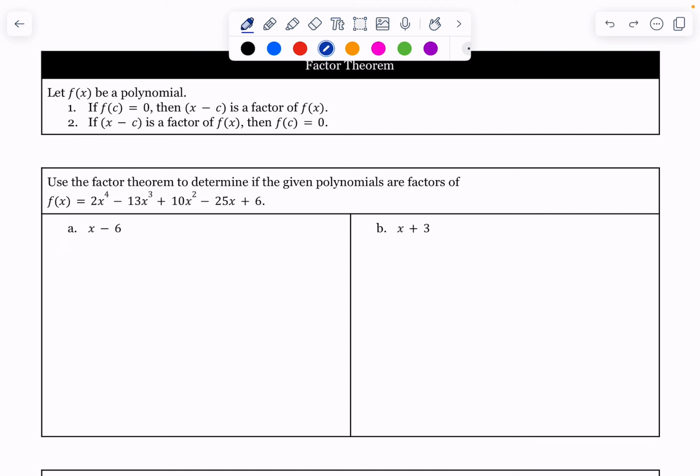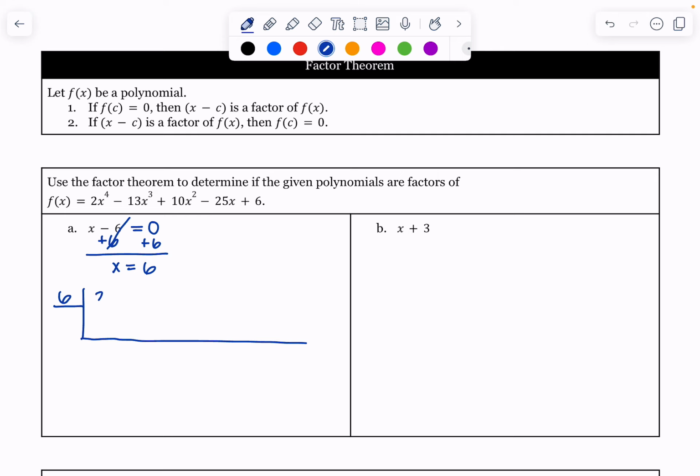Okay, so use the factor theorem to determine if the given polynomials are factors of f of x equals 2x to the 4th minus 3x cubed plus 10x squared minus 25x plus 6. So we need to set these equal to 0, and you could probably do this in your head. I'm just going to show it for the notes' sake. So if our factor is x minus 6, we're going to use the factor theorem to determine if x minus 6 is a factor of the given polynomial. So I'm going to use synthetic division with 6.